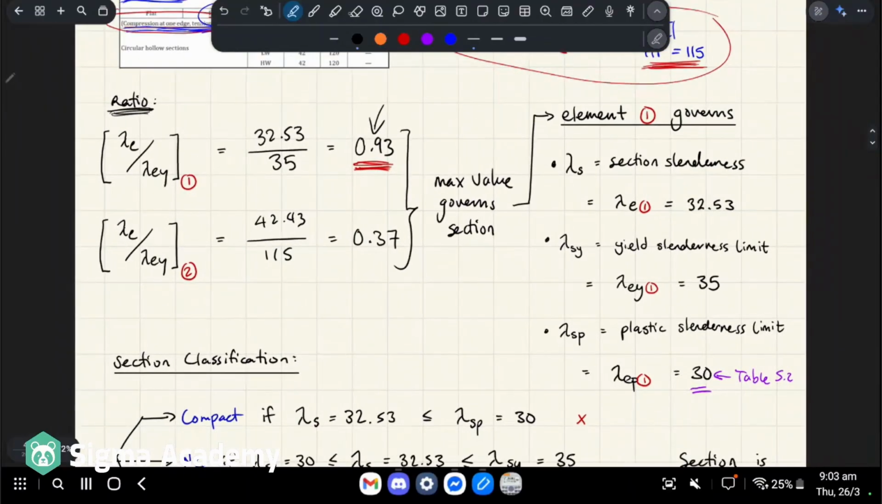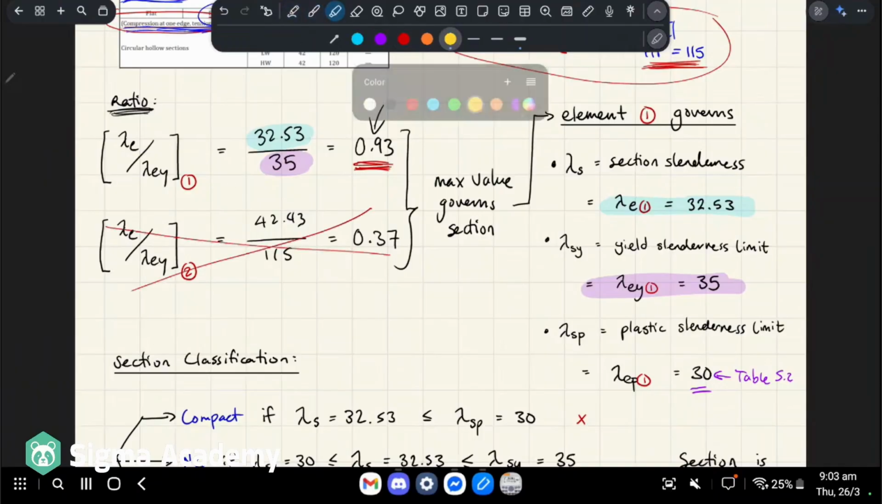And because a lot of these terms look similar, I'm going to highlight these in different colors so that you can see the pattern, right? So 32.53, we're going to take that and restate that as a new governing value. And 35 is going to be our slenderness limit. Because element 1 governs, we don't actually care about these values anymore. The other one you have to consider is your plastic slenderness limit, okay?